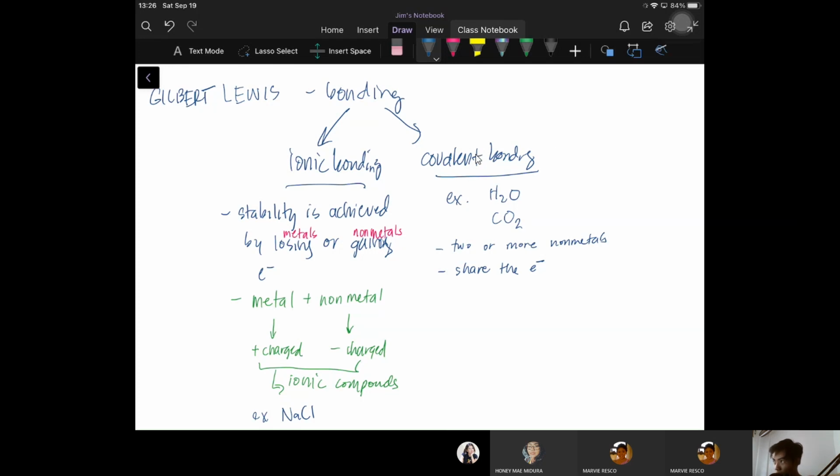So, ano meron dito sa covalent bonds? Meron ka lang sharing ng electrons. Walang giving and receiving. Sharing lang. So, they will share the electrons para maging stable. Okay. So, yun yung pure concept.